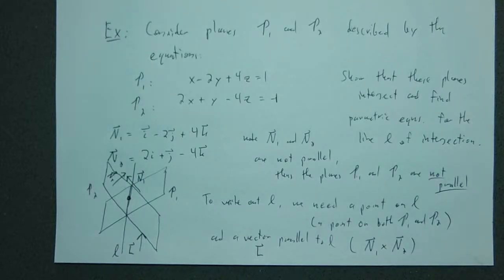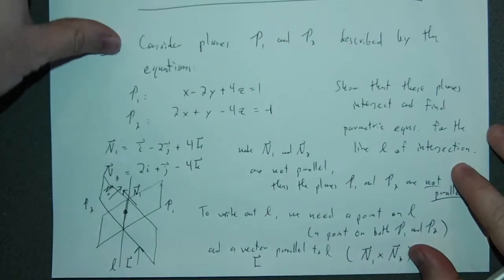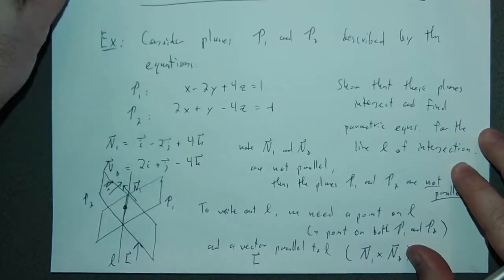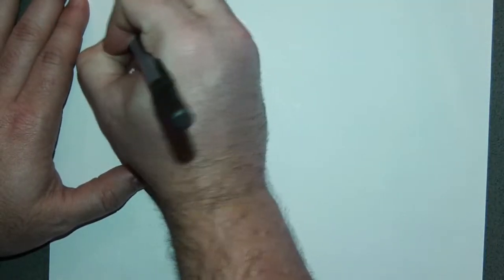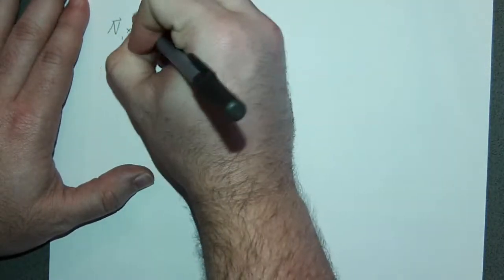All right. And so let's go ahead and cross these two vectors. Now, at this point, something about crossing these two vectors is actually checking our work a little bit, because this cross product definitely shouldn't be the zero vector if these two planes actually intersect.